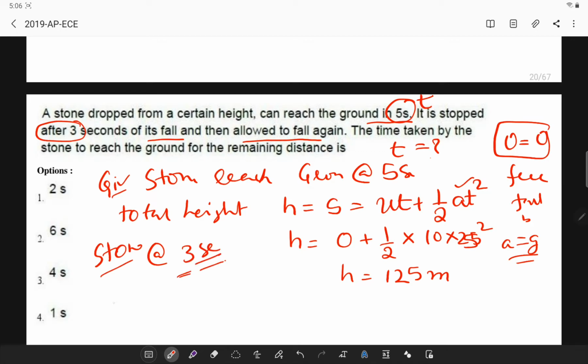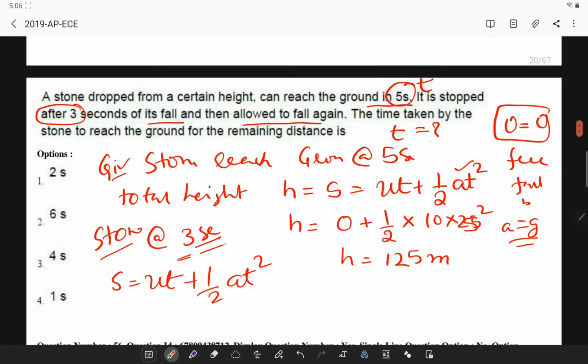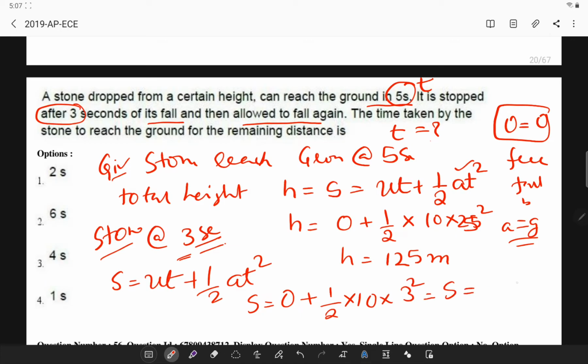Now it is given the stone is stopped at 3 seconds. So I have to calculate how much distance it has traveled in these 3 seconds, which is also given by s is equal to ut plus half at square. Or I can simply say s is 0 plus half into 10 into 3 square. So here s is 9 into 5, 45, or I'll call it s1. So it has already traveled 45 meters. Now what is the remaining height, h dash, which is 125 minus 45, which is 80 meters.